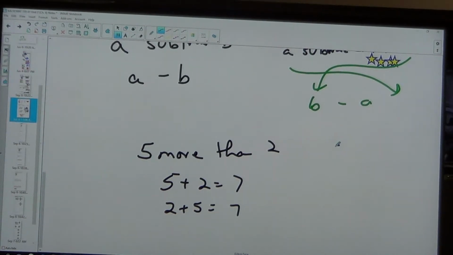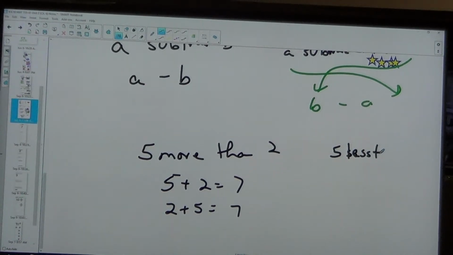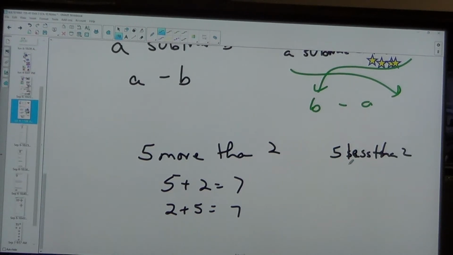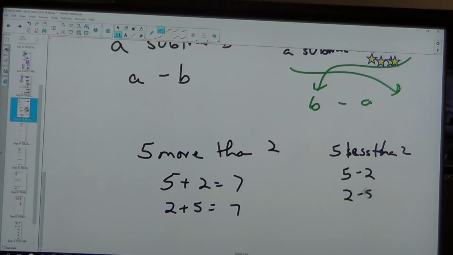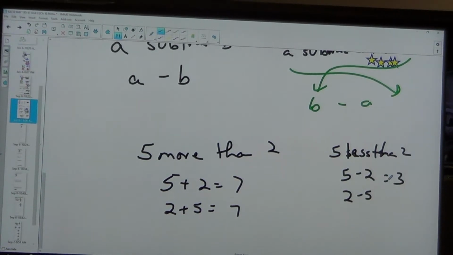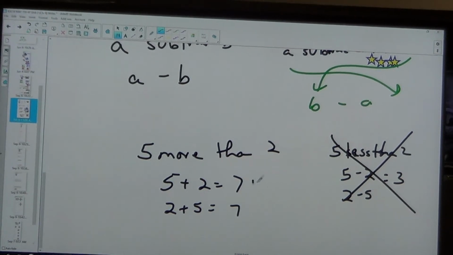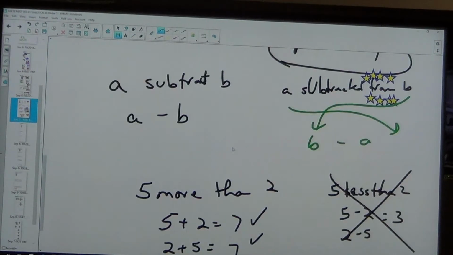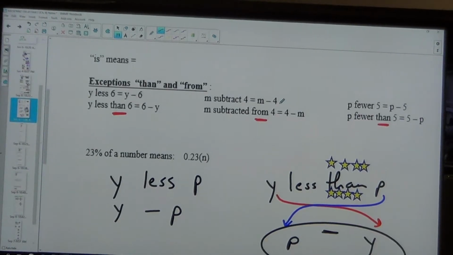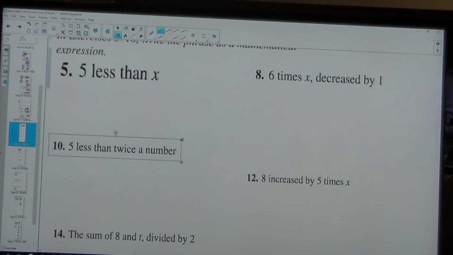But when it's subtraction, if it was 5 less than 2, there's a difference between 5 minus 2 and 2 minus 5. If I have $5, you can take 2 away from me. But if I have $2, you can't take 5 away from me. So it's going to be wrong if it's a subtraction problem. If it's an addition problem, you're going to get lucky. But I just say, if it's a from or a than, flip-flop it. Okay? So, let's start doing some of this.